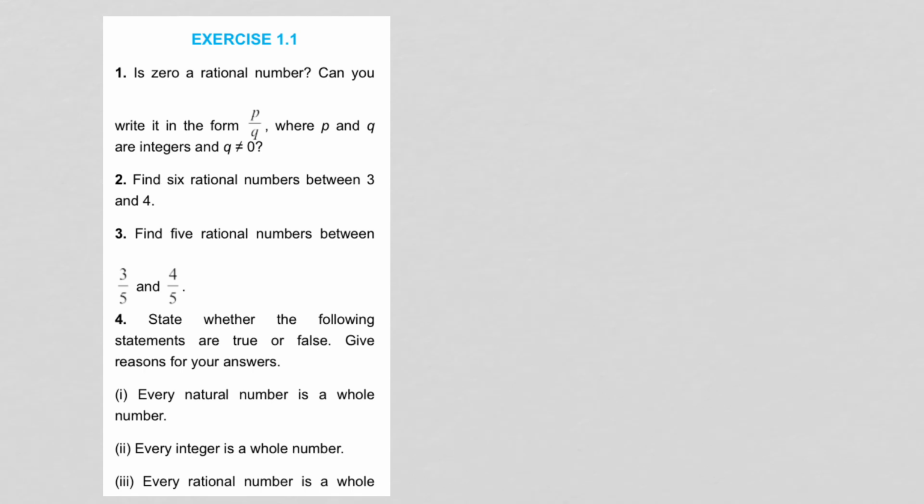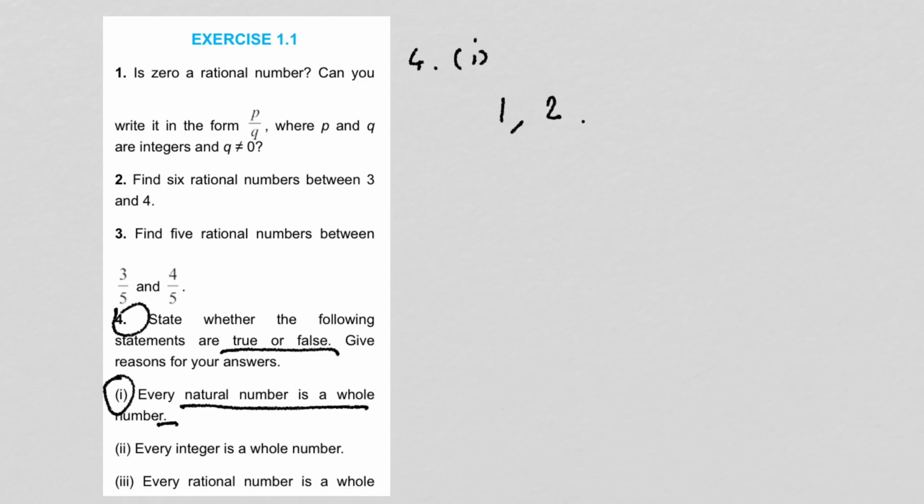Thank you. And the fourth and last question is, we have to state whether the statement is true or false. The first statement is, every natural number is a whole number. So what are the natural numbers? They are counting numbers. They start with 1, 2, 3, 4, and this way it goes on.